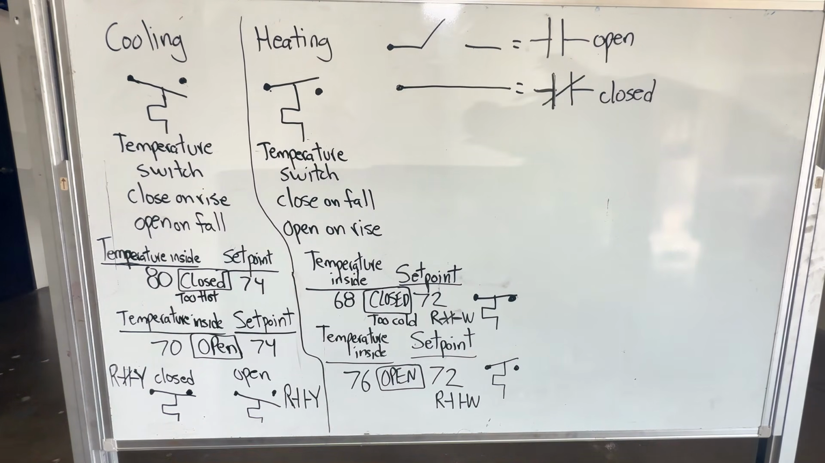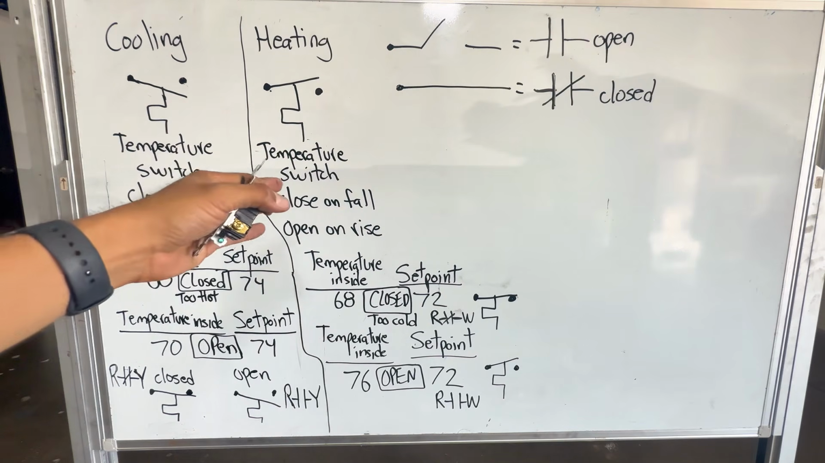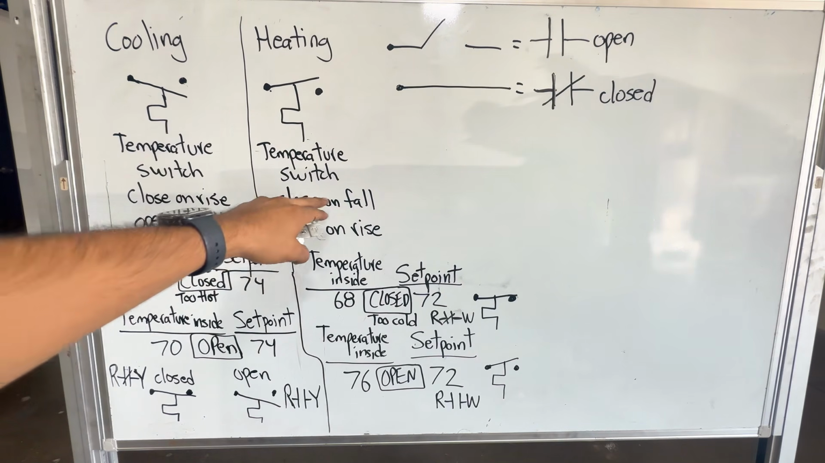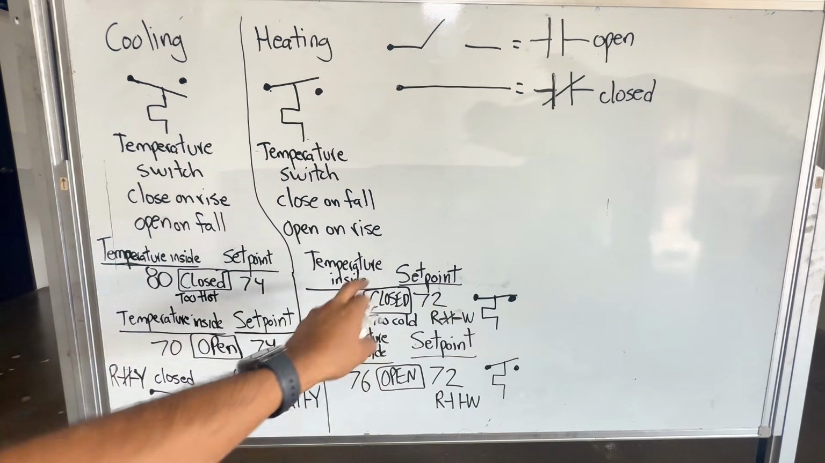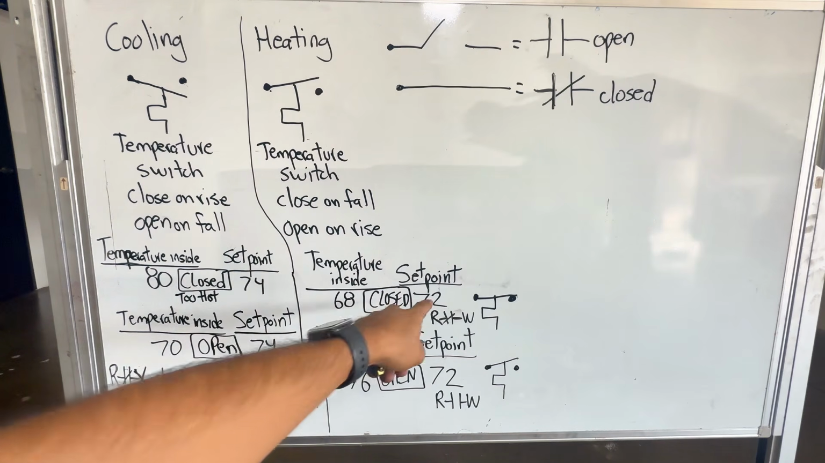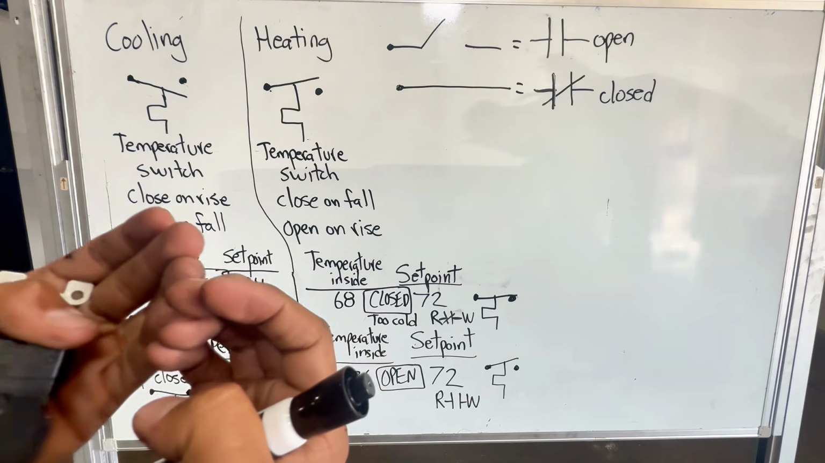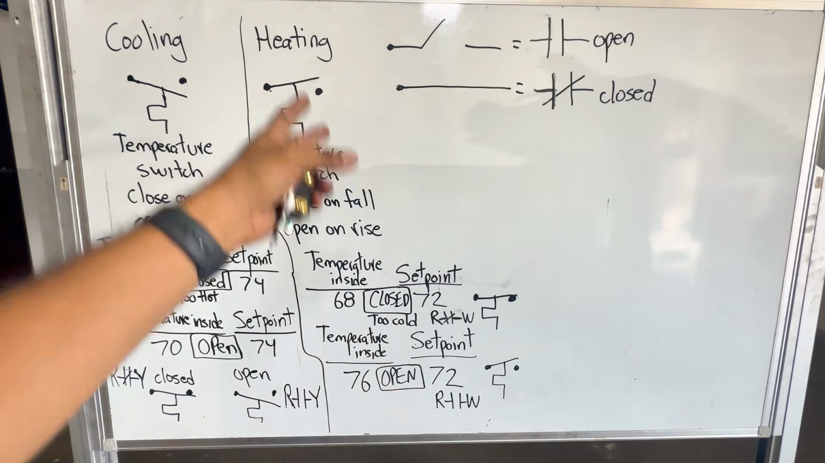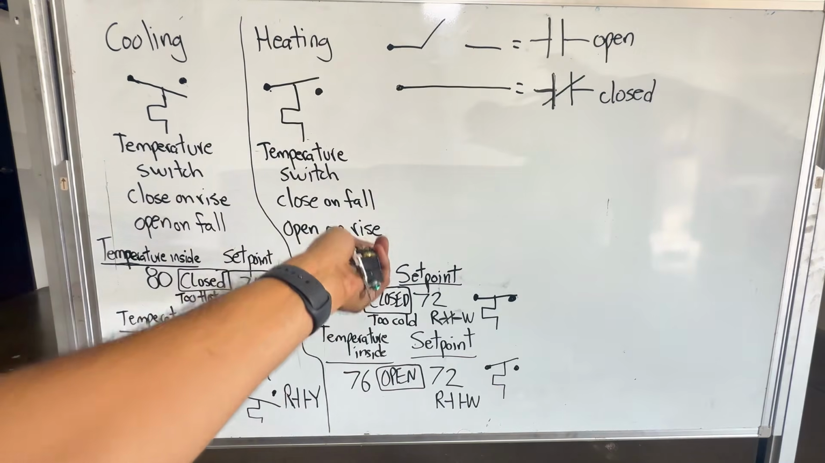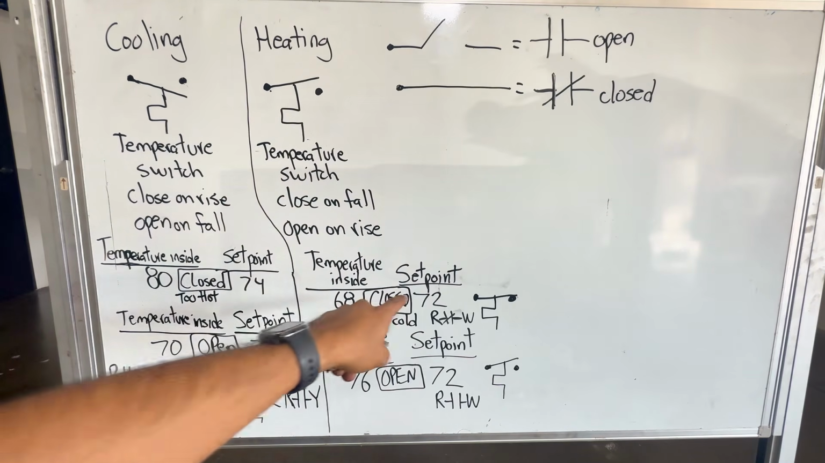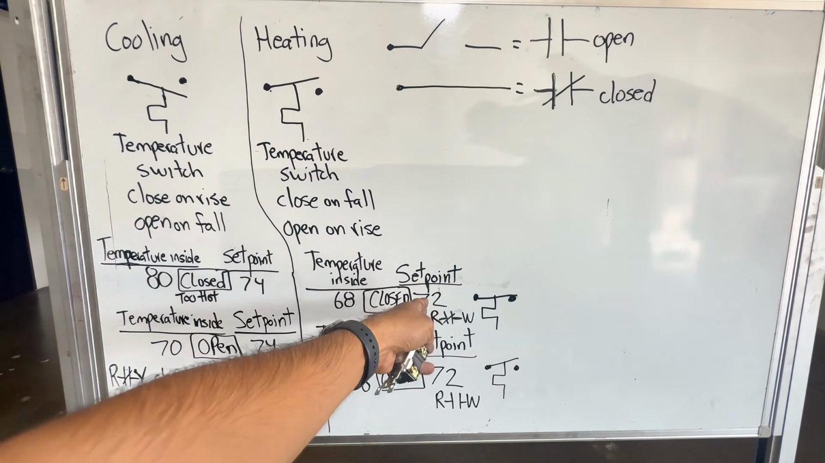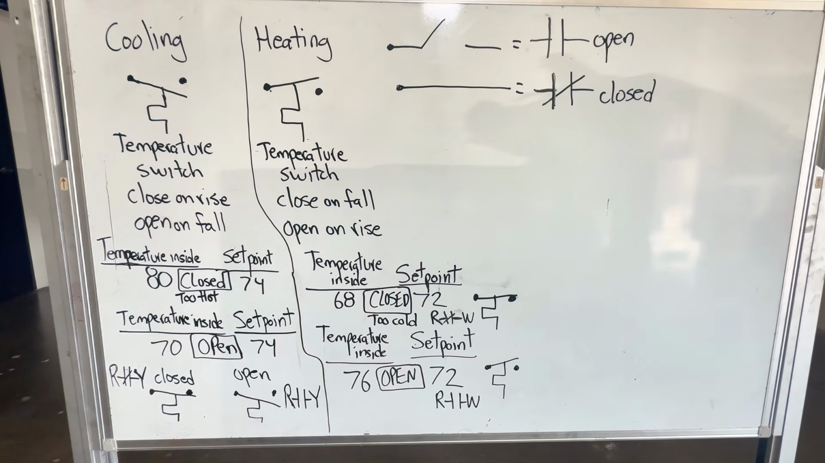All right, for heating, it's the same concept. It's just the opposite. It is a close on fall, open on rise. So going back to this example here. My set point, and we're talking about the house, let's say, being cold, right? Okay, so obviously this mode here wouldn't be during the summer. It would be during the winter. So my thermostat, I put a set point of 72. Inside of the house, it is 68 degrees.